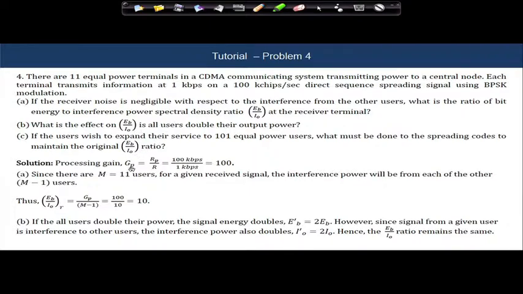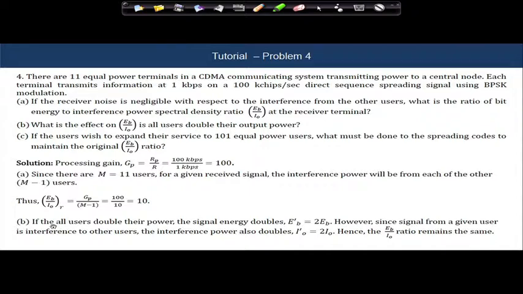So we see that the processing gain is the chip rate divided by the bit rate, which is 100. We have been told for problem 4a that there are 11 equal power users, so M minus 1 is 10, and we once again use that same equation, EB by I0 is equal to processing gain divided by J by S, which is M minus 1 approximately. So we have 100 divided by 10, and therefore the solution to part A is the ratio is 10, which is also 10 dB.